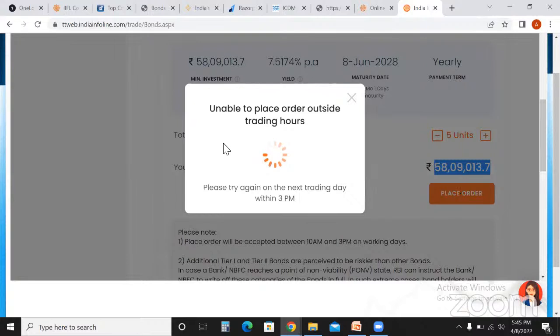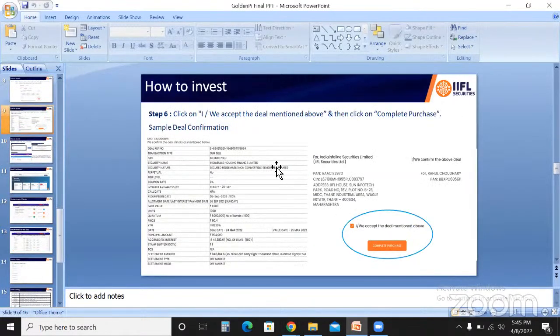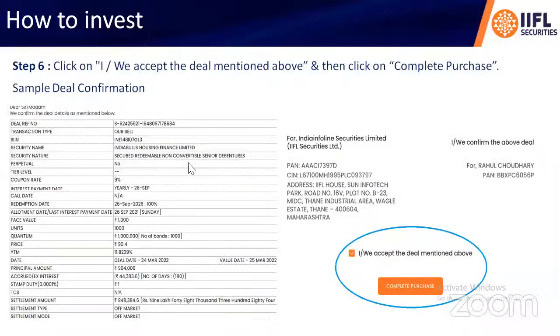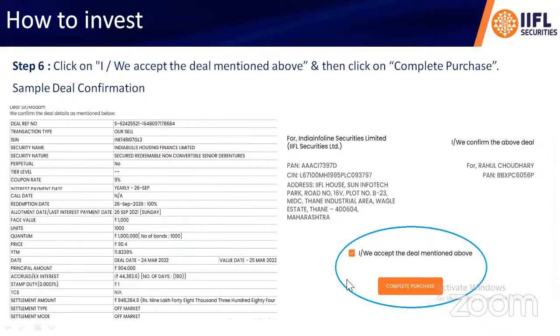Currently, we are not in market hours. So I'll show you the screen, what appears after the market hours. So once you click on that, you'll get a deal confirmation. This is the sample deal confirmation. This contains each and every detail of your bond, like what is the coupon rate, what is the interest payment date, redemption date, face value, your YTM, your price, right? Each and every detail is there. You just have to accept this deal confirmation and click on purchase.